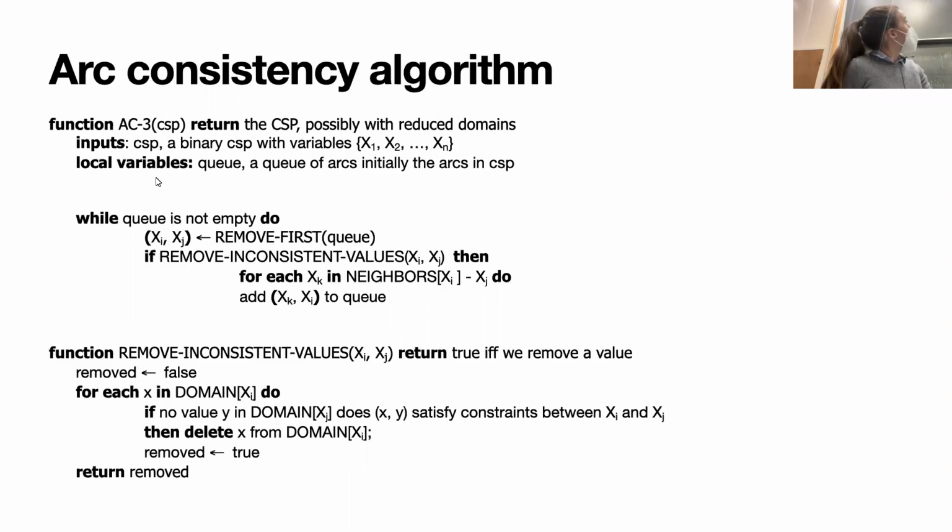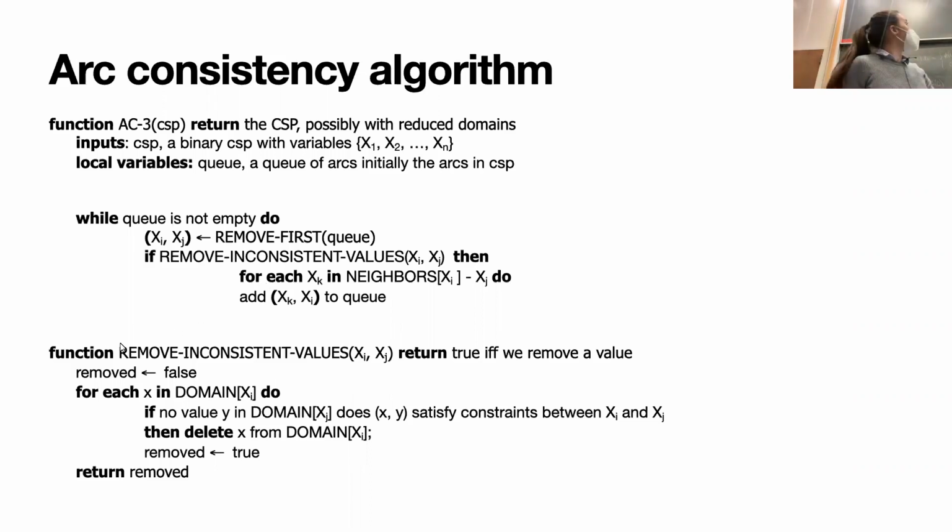Again, this local variable, this Q, we're going to start by initializing to the queue of arcs in the constraint satisfaction problem. We are going to iterate through the queue. We are going to remove the first element. If we have removed an inconsistent value, so if we have removed something, then we add all the neighbors. Right, exactly what we talked about before. Then for each element in the neighbors, we will add that arc to the queue.